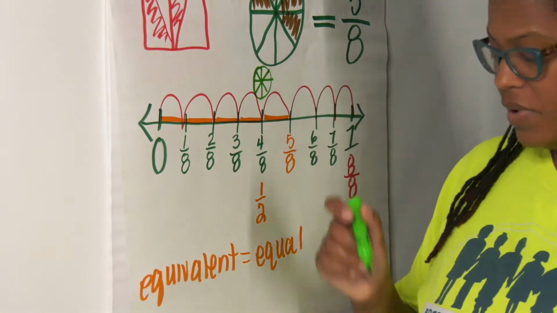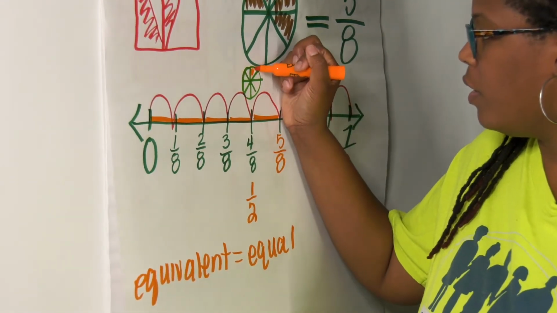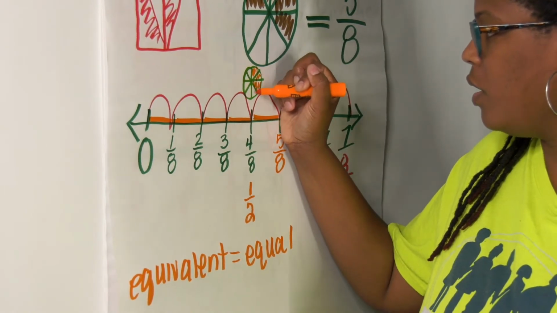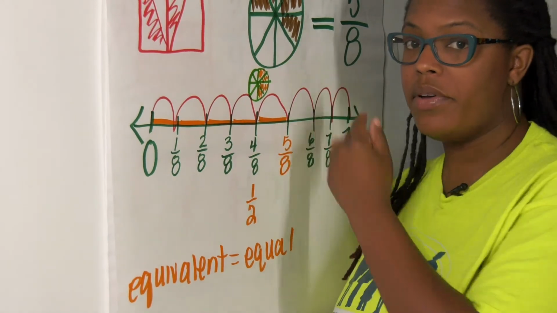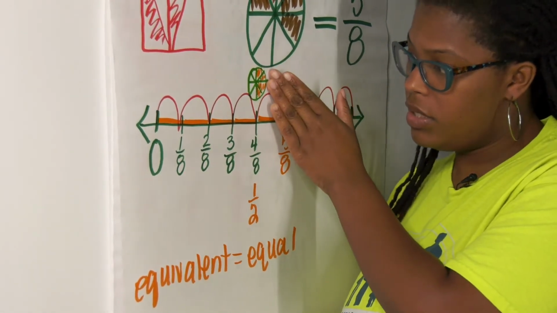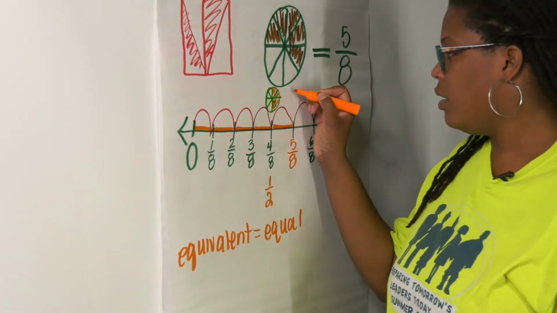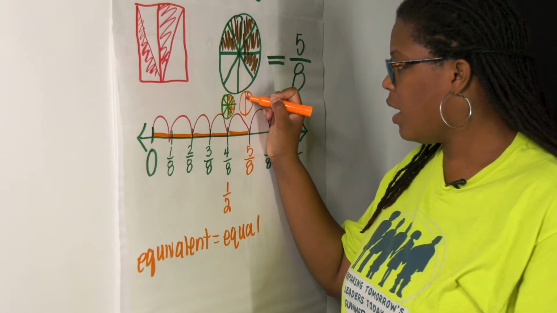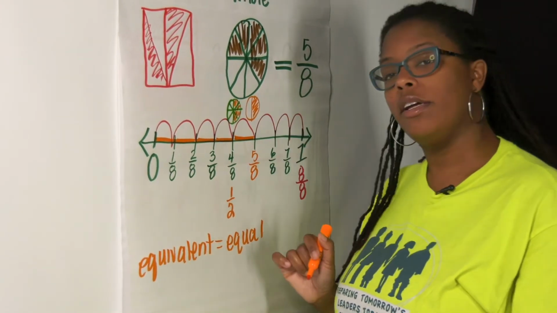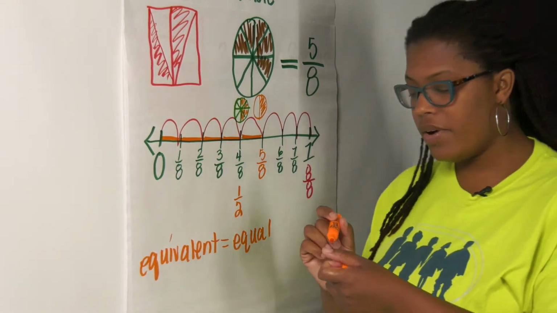Okay, so if I shaded 4 out of 8, 1, 2, 3, 4. Isn't that the same as half of that circle? So this 4/8 is the same as, and this is a whole, this is a half. It's the same thing. Okay, so what we're finding is equivalent fractions.